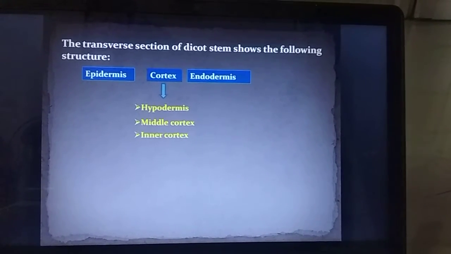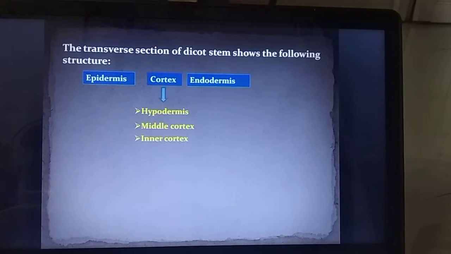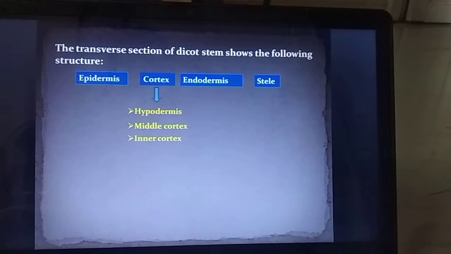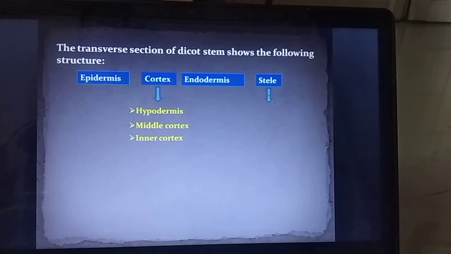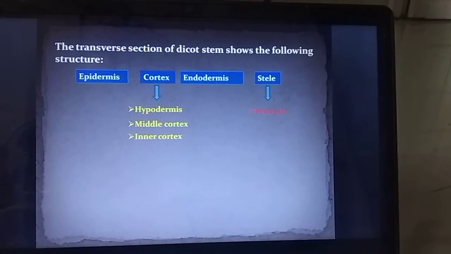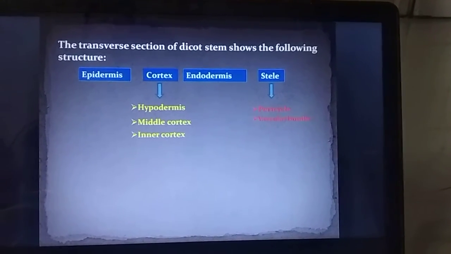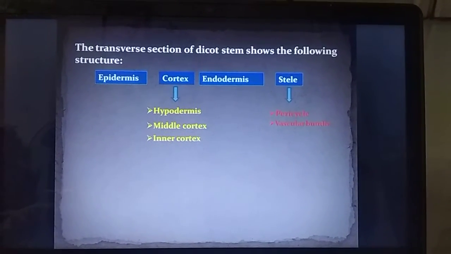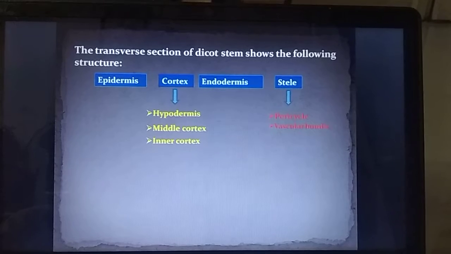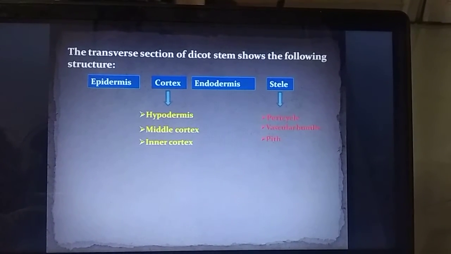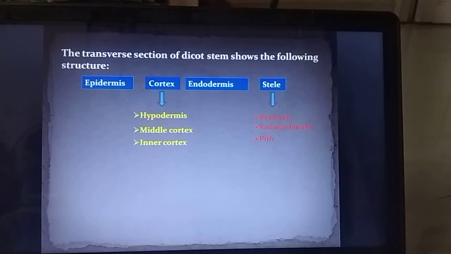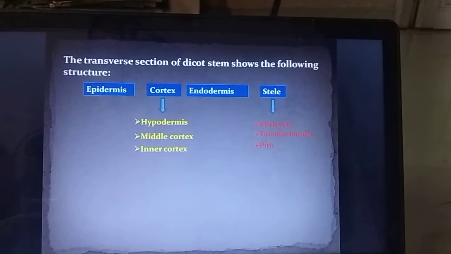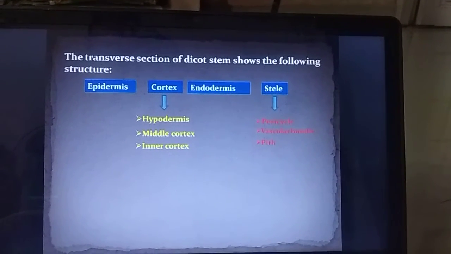Next, endodermis. Third one, stele. Stele is pericycle and vascular bundle together. Next, pith. Pericycle, vascular bundle, including pith, together are called stele.